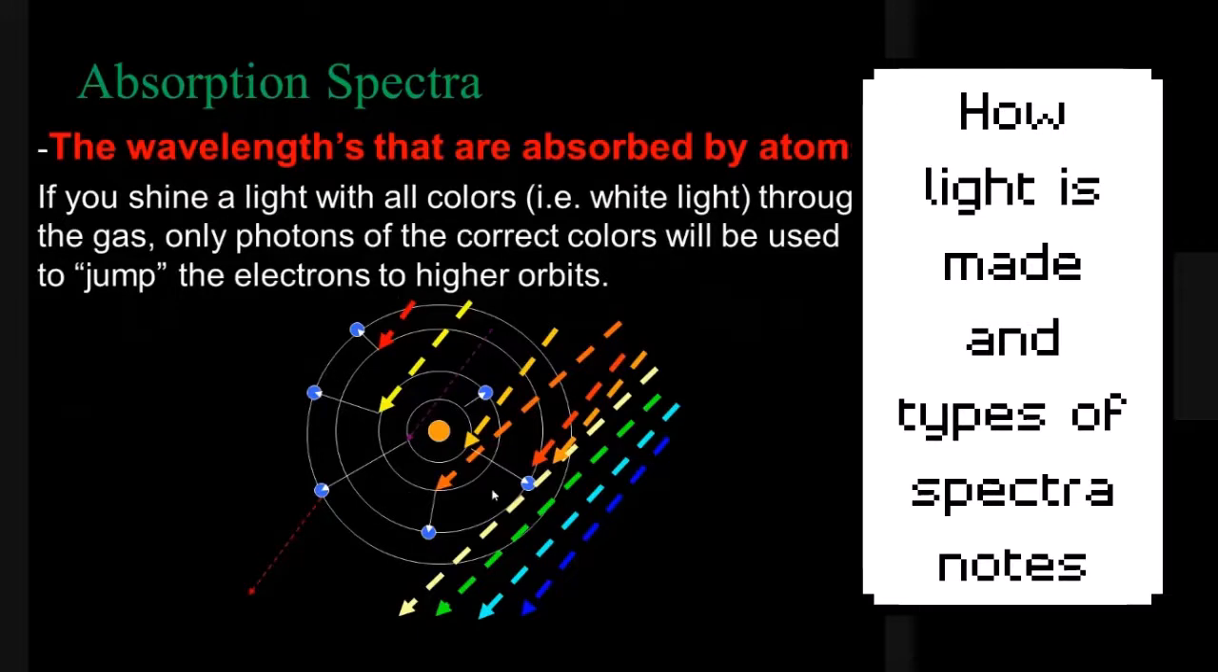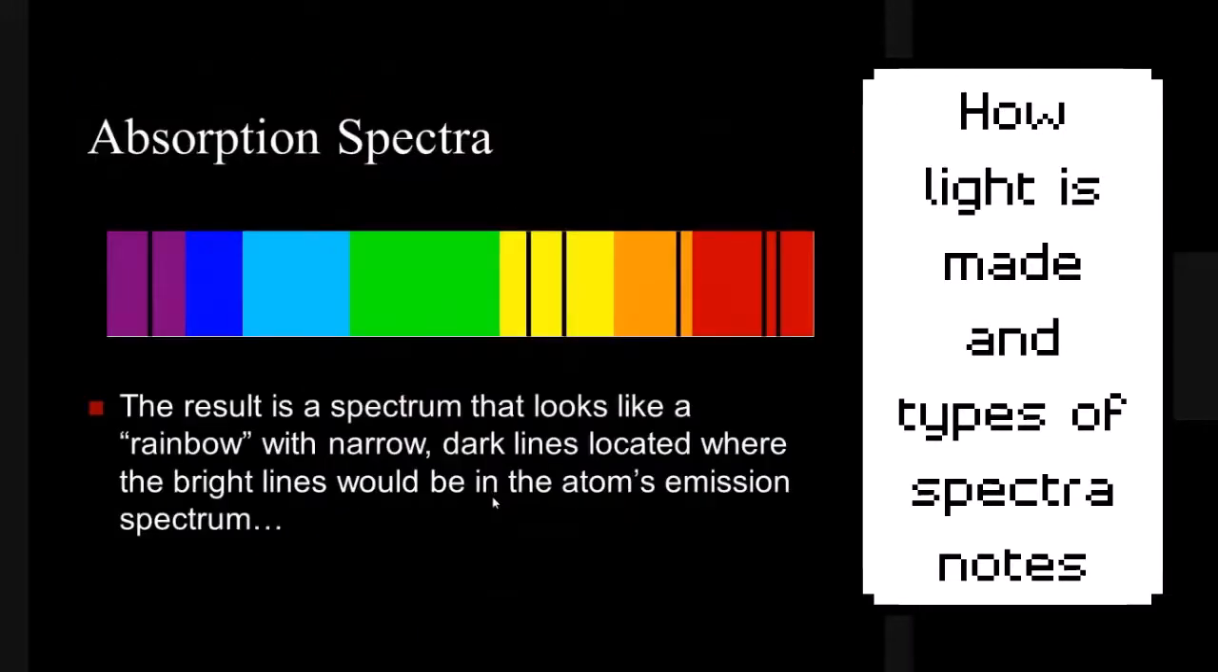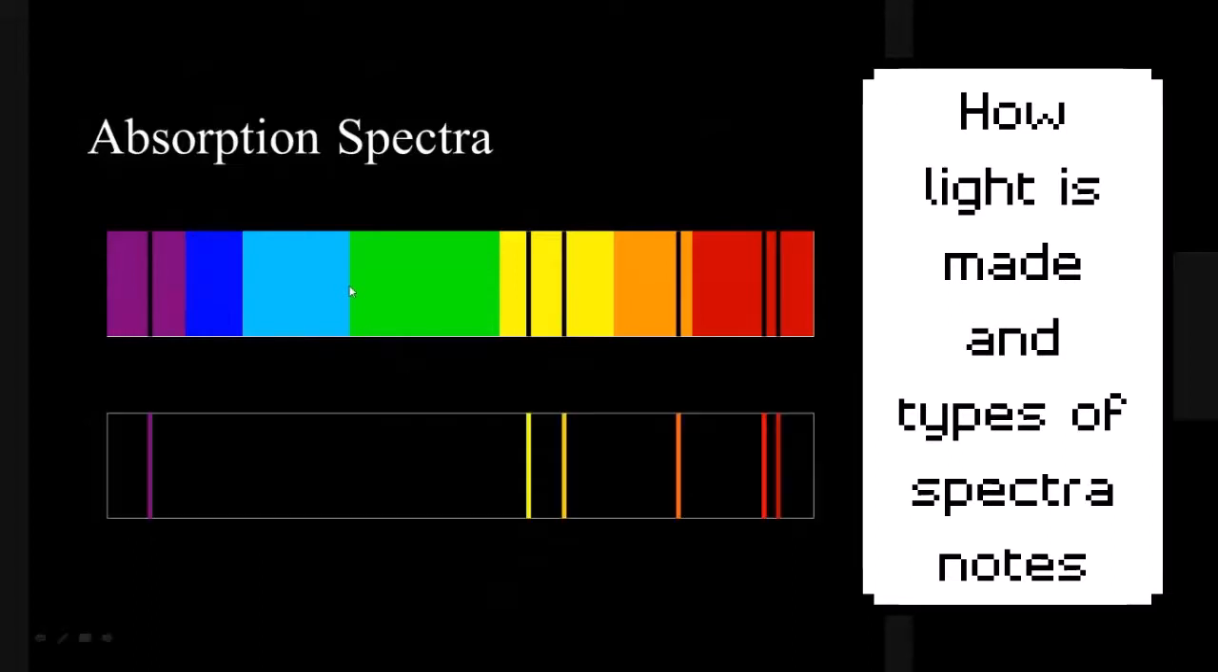So the wavelengths that were absorbed are obviously not permitted through the gas, and so they're missing. And that's what we get with an absorption spectra. So a rainbow that's missing some colors. Now, you may notice something here. Those lines match perfectly with the lines from the emission spectra.